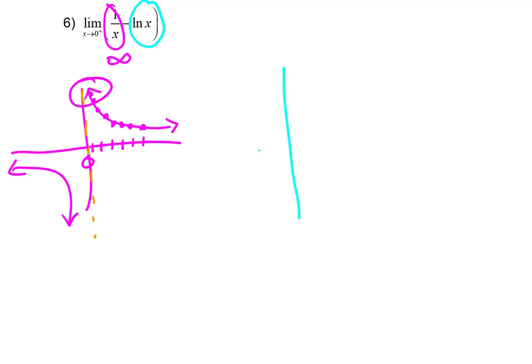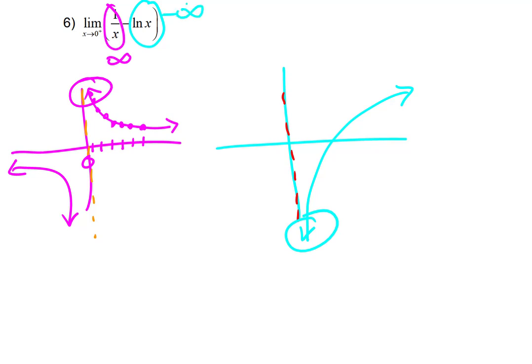If we look at our second function, this is the natural log of x. We've already recalled there's a vertical asymptote on the y-axis here as well. We saw this one in a previous example. And the function plummets down toward it as x approaches 0 from the right. Which means, since that's what's happening in this problem, this function is approaching negative infinity.